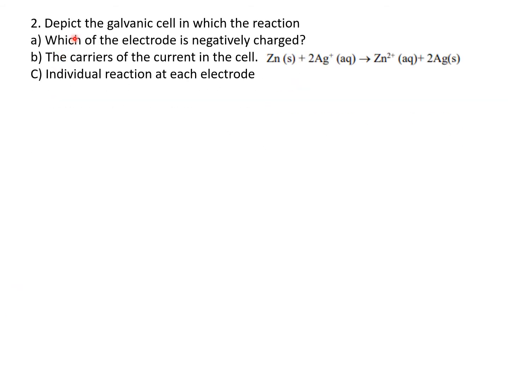The next one: depict the galvanic cell in which the reaction occurs. Which of the electrodes is negatively charged? Which one is having negative charge? What is the carrier of the current in the cell? Third, the individual reaction at each electrode. They are asking for the individual reactions at each electrode. That is, the half reactions we need to write.